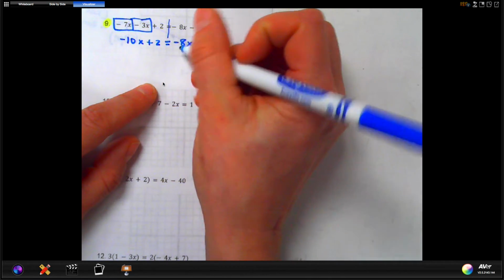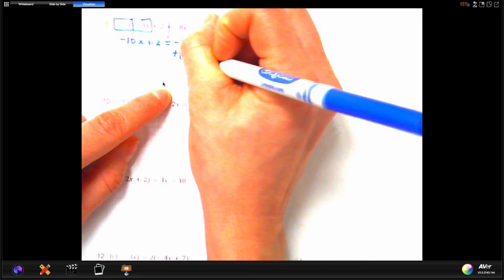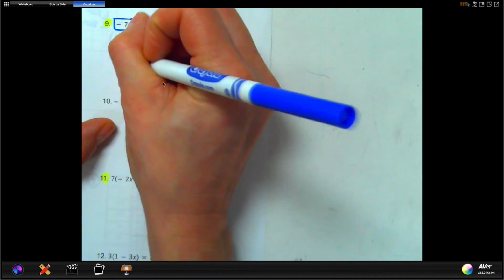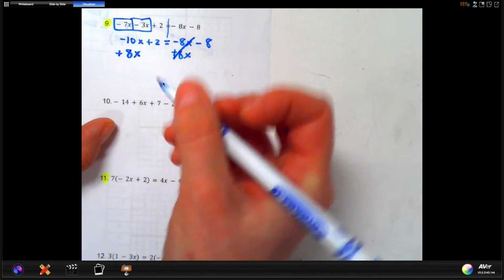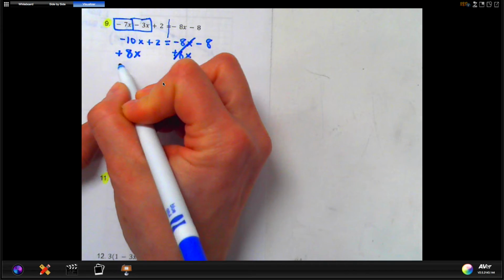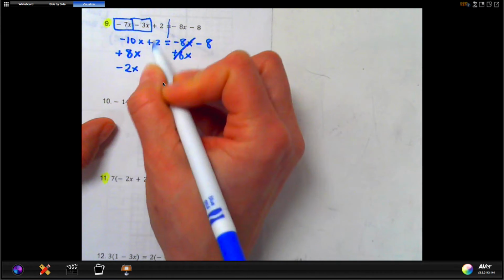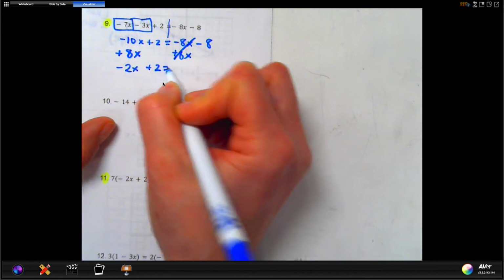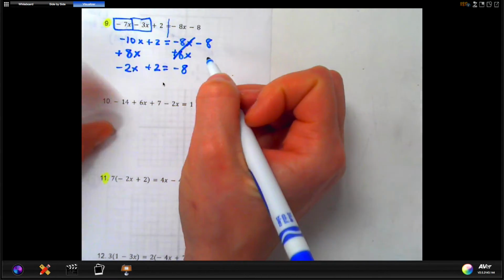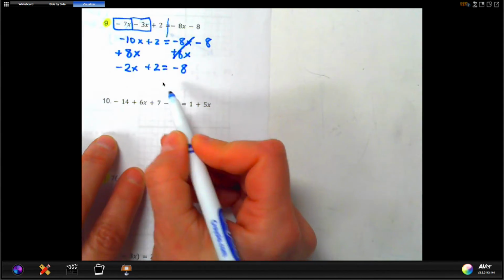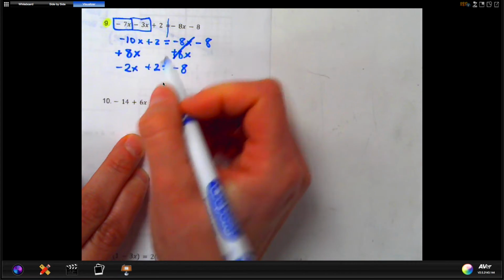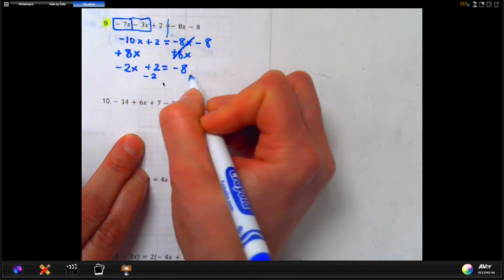The opposite of negative 8x would be plus 8x. Plus 8x to the 10x then. Okay, negative 10x plus 8x gives us negative 2x. Bring down plus 2 equals, and now bring down negative 8. Okay, negative 8 is safe. Let's cancel out our plus 2, so we're going to subtract 2.